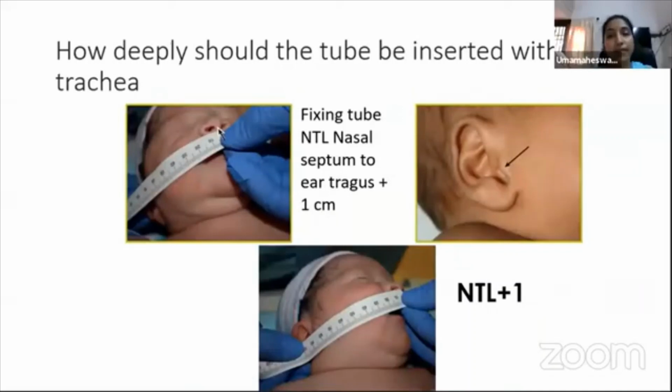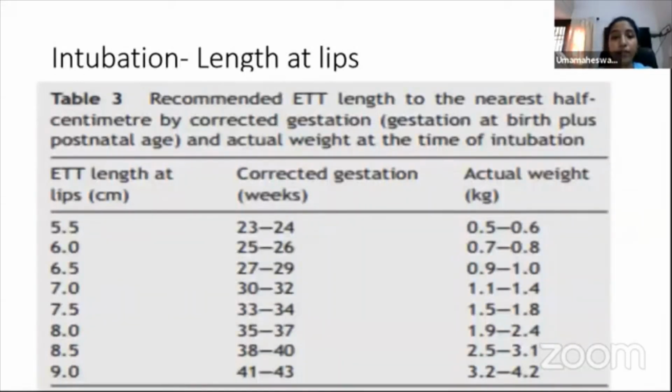There are various methods of fixing, but in the recent 7th edition, they have told about this NTL, which is nasal septum to ear tragus. So it is from the middle of the nasal septum to the ear tragus. You measure this after intubating, and NTL plus 1 centimeter would be the fixing. It should be the length with which we should fix. There are also other methods for measuring the length to lip.